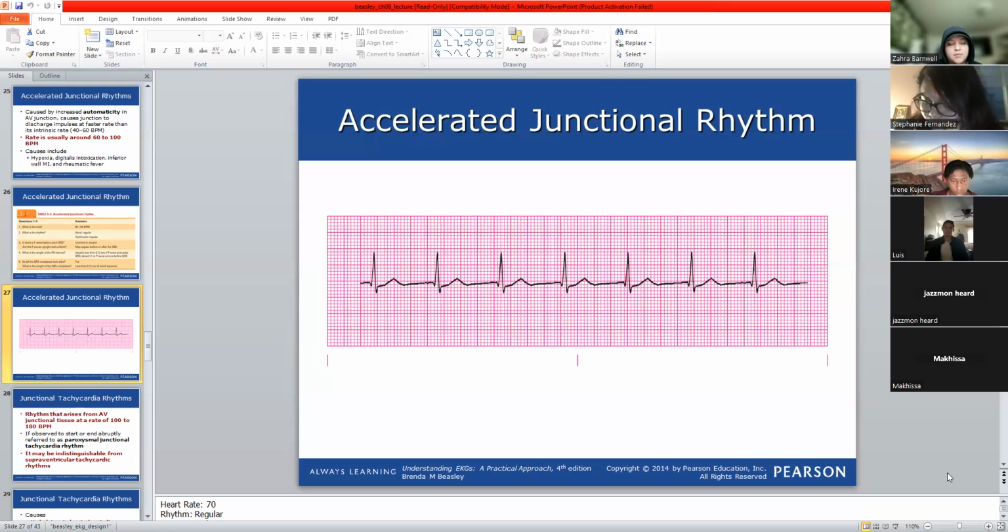Accelerated junctional rhythm, because it's 70 beats per minute. Very good. Very good.